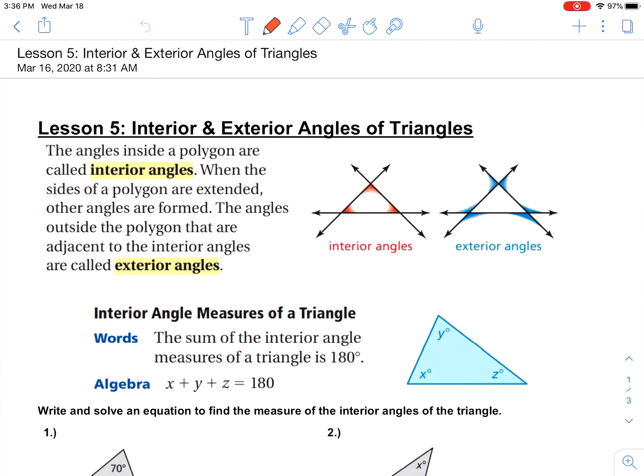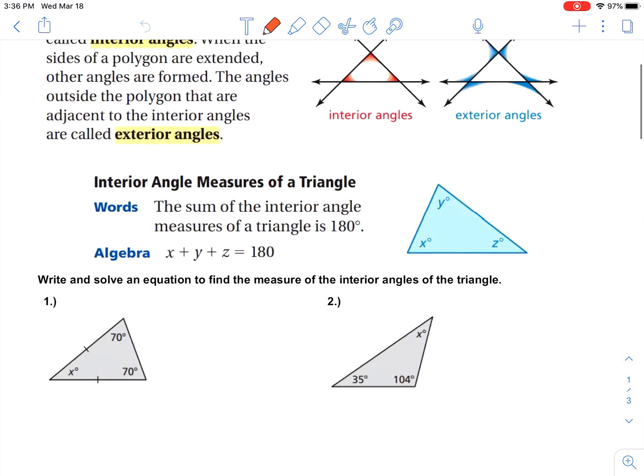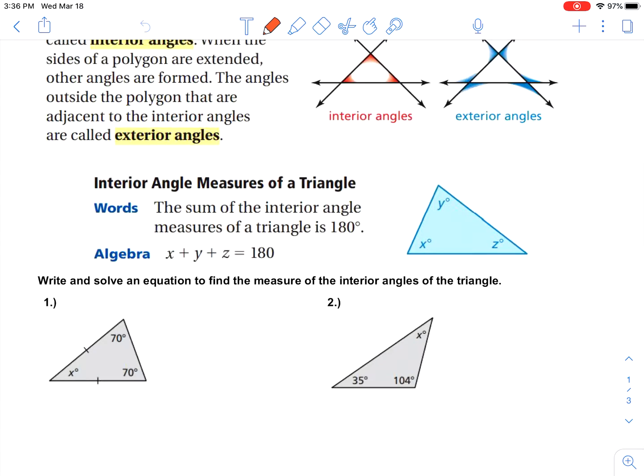All right, today we are transitioning topics from the Pythagorean theorem to talking about the interior and exterior angles and their relationships with triangles. The angles inside a polygon are called interior, and when those lines cross, we create some exterior angles. Something you should already know is that when we add the three interior angles of a triangle, we get 180 degrees. So we're going to start off with that review.